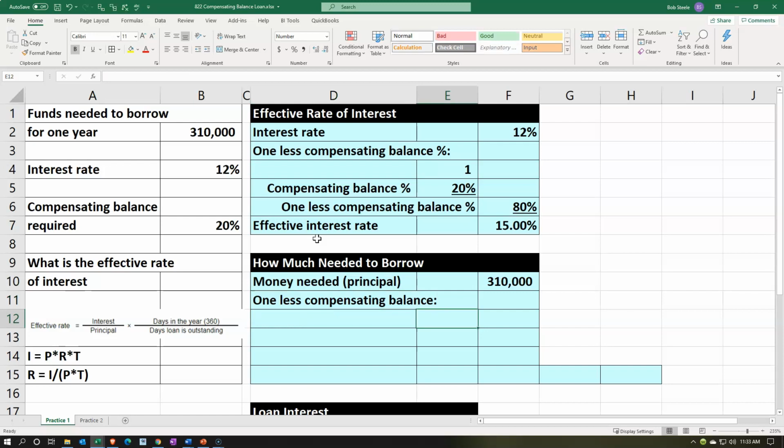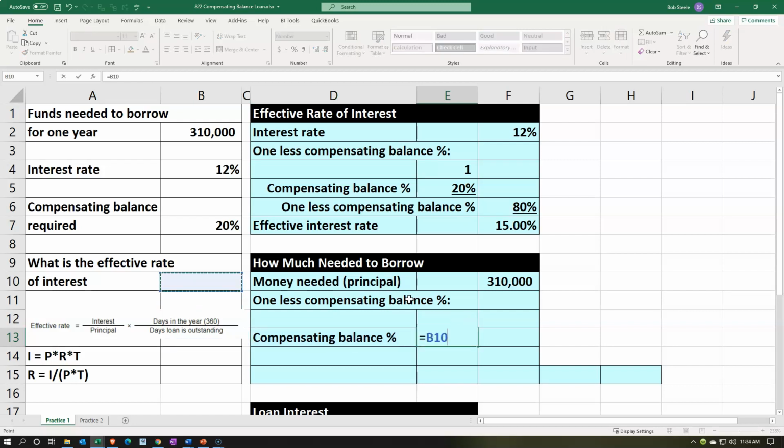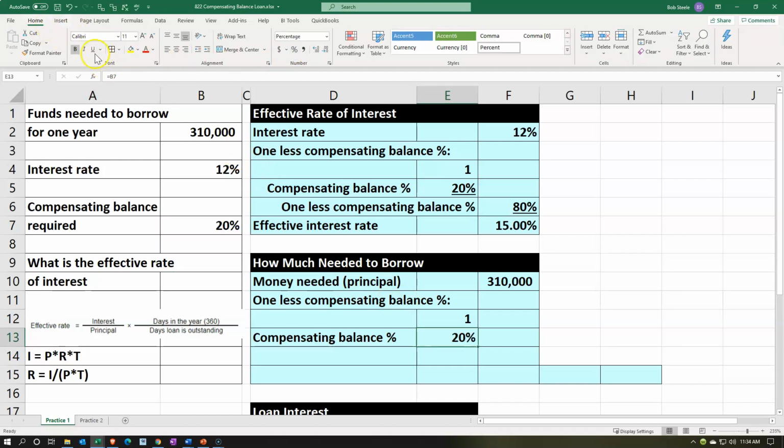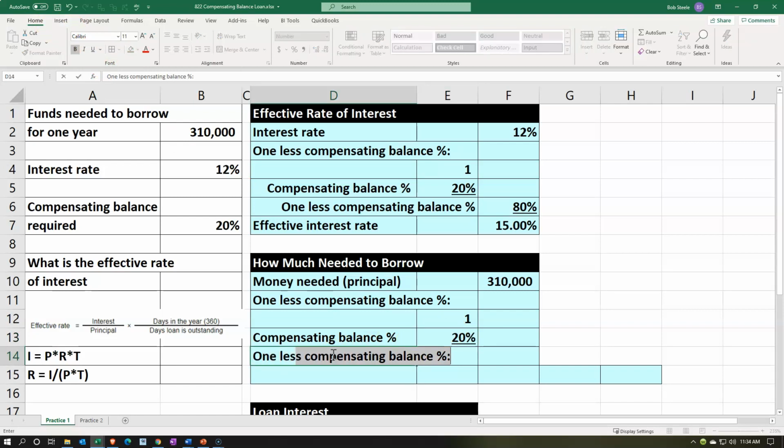I'm going to put a colon here, and I'm going to do this in a little subtotal, so that would be 1 minus the compensating balance percent. Let's just say compensating balance percent, and that's going to be the 20%. So let's put an underline here and percentify it. Home tab, numbers group, percentify it. Home tab, fonts group, underline it. And that's going to give us our 1 less the compensating balance percent.